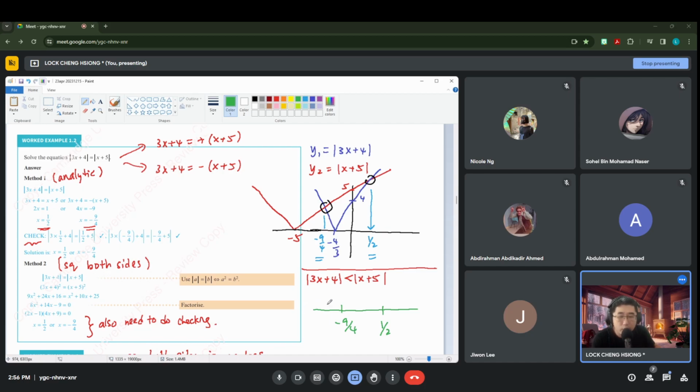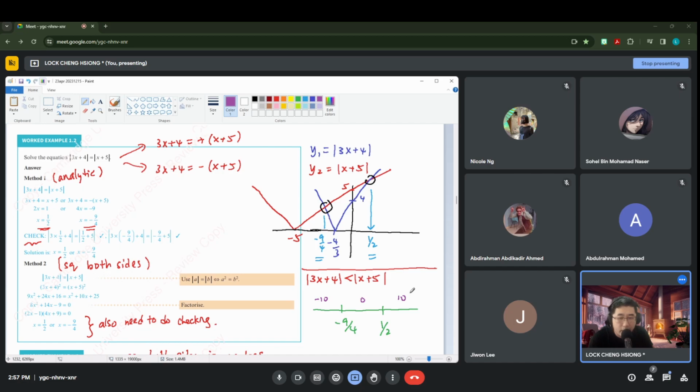Again, this is a number line. The number line is separated into 3 parts by these 2 numbers: more than half, in between negative 9 over 4 and half, and less than negative 9 over 4. So now, in order to fulfill this inequality, I take a random number from each section. Let's say I take 10 from here, 0 from here, and negative 10 from here.